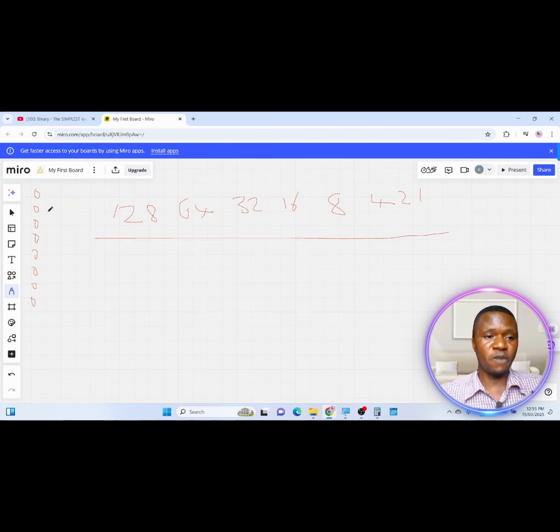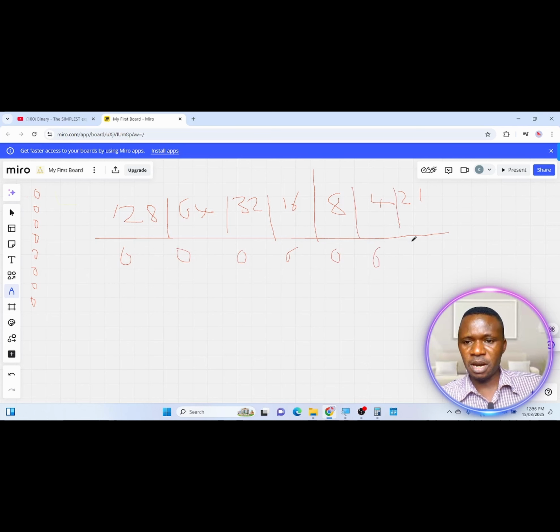If you want to convert this from binary to decimal, the first thing we are going to do, and the simplest way, is to arrange them one by one. We arrange them horizontally: we put a 0 here, another 0 here, another 0 here, and so on, finally another 0 here. 1, 2, 3, 4, 5, 6, 7, 8.